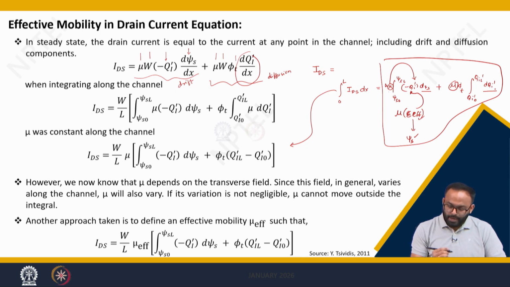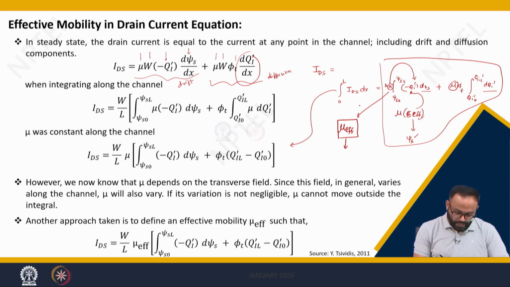Instead of that, the simple approach is, let us consider that in the vicinity of E effective, my mobility is now defined as mu effective. It is the same as the effective mass concept. All the scattering events are captured by the term mu effective and we are taking it out from the integral. So I can redefine this equation as I_DS is equal to W divided by L, mu effective, times the integral from psi_s0 to psi_sL of minus Qi' d psi_s, plus phi_t times (Qi'(L) minus Qi'(0)). This is the diffusion term, this is the drift term.